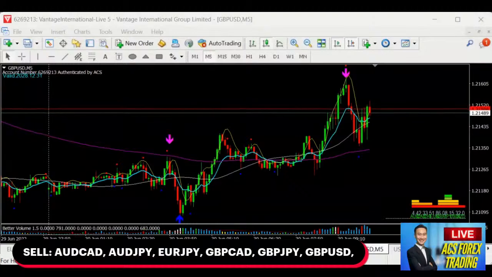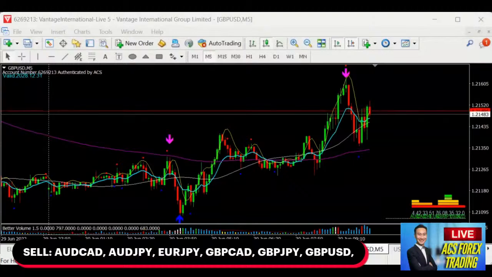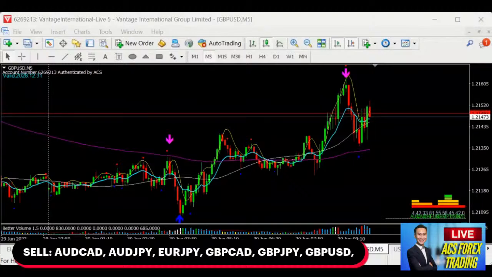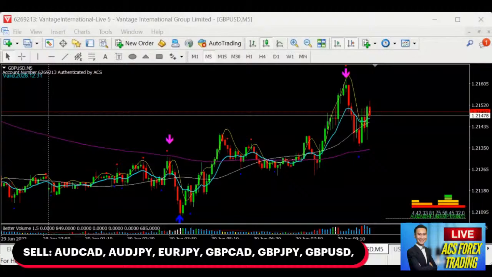Over here, what we are going to focus to sell today: Aussie CAD, Aussie Yen, Euro Yen, Pound CAD, Pound Yen, and Pound Dollar. I think this is actually quite nice over here. So let's take a look at what we have here.